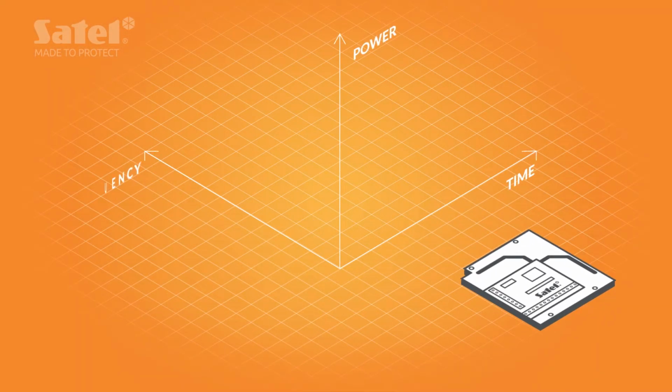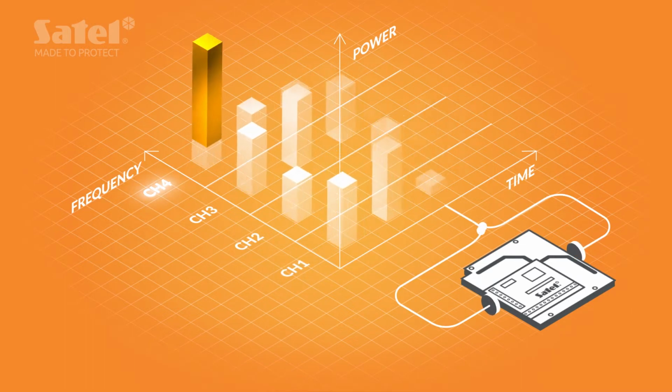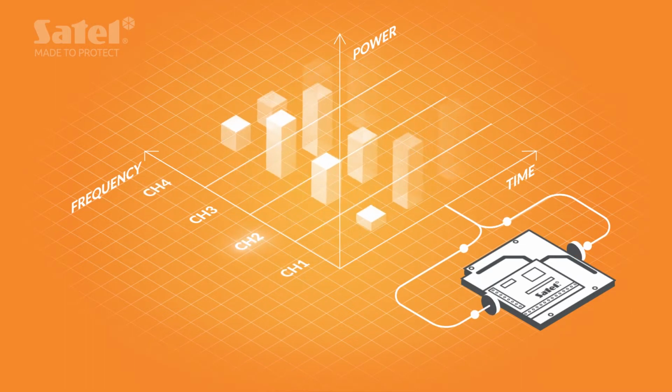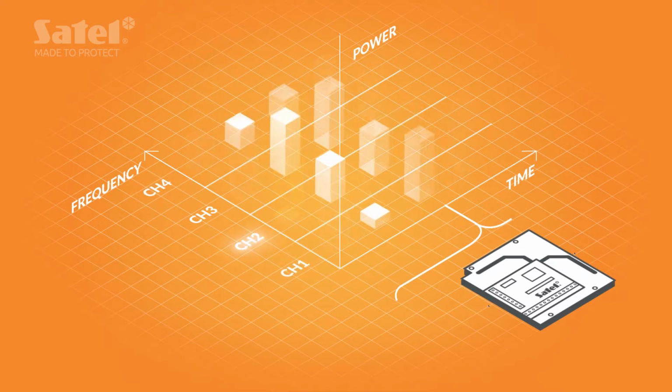Spectral signal scattering technology has been applied. This means that four separate channels are provided in the 868 MHz frequency band. The radio system of ABAX 2 devices constantly monitors the level of interference in each of them. All this is done to select the channel that is currently the best for transmission when sending data.